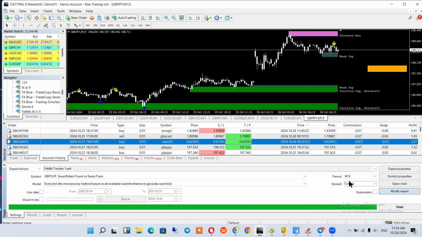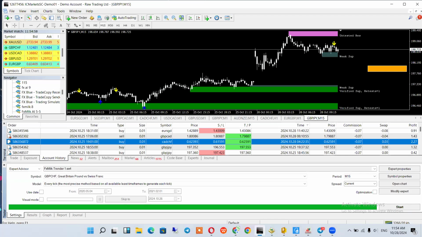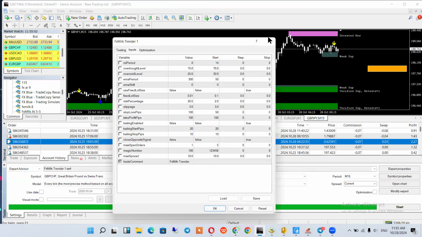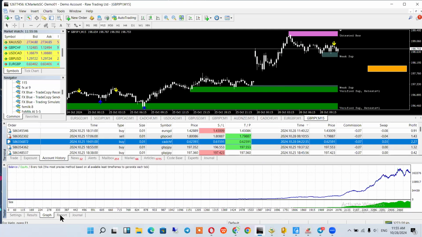So this is the 15 minutes time frame, and this is the result of the testing. I don't want to start the test over here so that I don't bore you. But basically, the result you are seeing is based on the properties I already gave the system. So let's just leave that, and then let's come to the report.